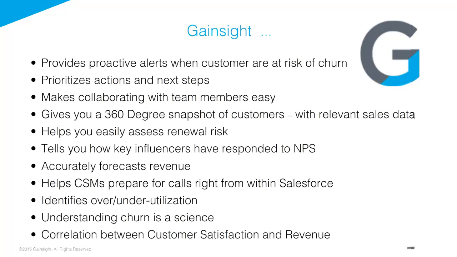Gainsight is a customer success management tool built upon the Salesforce platform. We won't cover all the use cases listed on this screen, but in general, Gainsight collects and processes data from various sources and makes it more accessible to your CSMs, while also allowing you, as the admin, to automate and standardize crucial business functions. By making all your data more accessible, you and your team will be better able to prioritize actions, assess renewal risk, and identify over-underutilization of resources. Your CSMs will be better able to prepare for calls, and management will be able to more accurately forecast revenue.